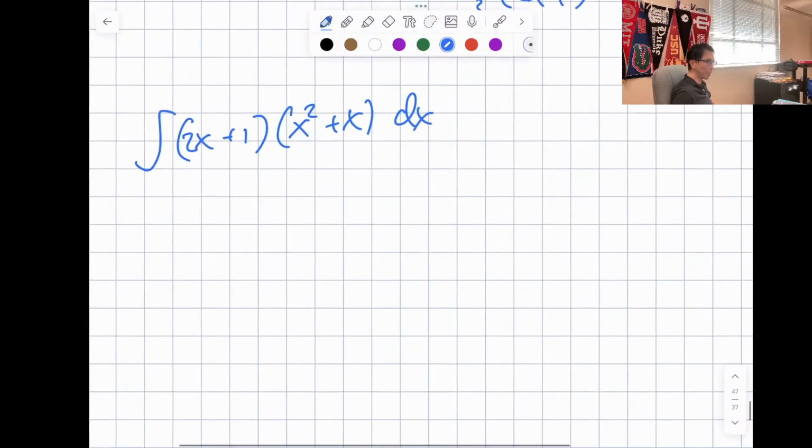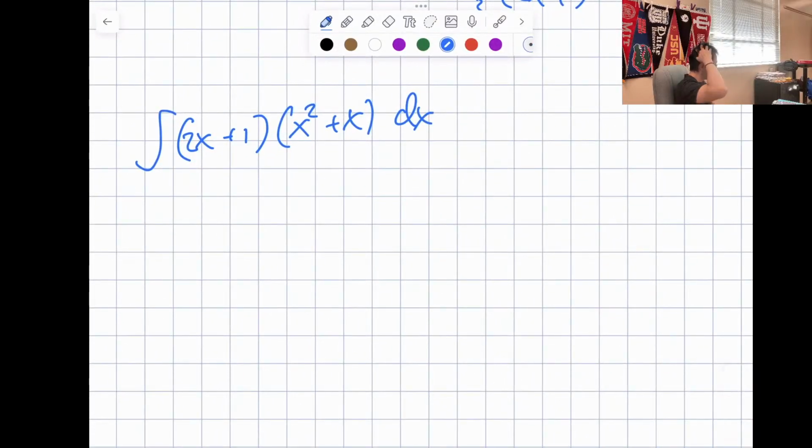This one I'm gonna require you to use u-substitution. Think about what u needs to be. There are 2 parentheses, so which one needs to be u?